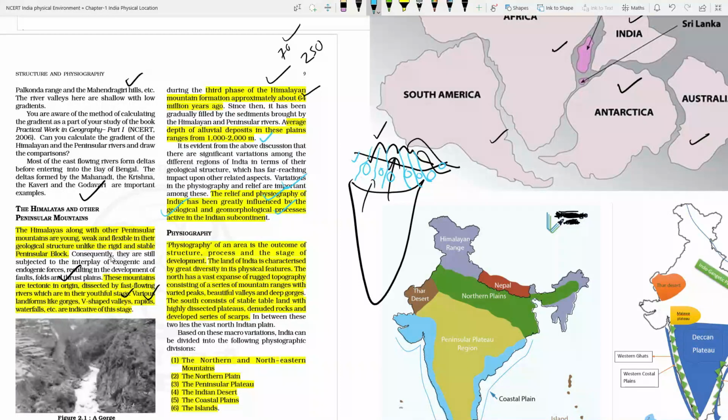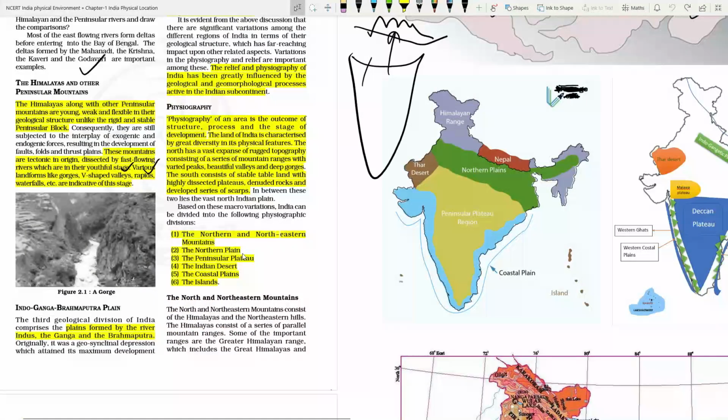Geological process because of the endogenic and exogenic forces we are saying. Fine. So the rough idea you are having ki what are the things which are there in India's territory, and those things we will be seeing in detail. Like if physiography, we will try to understand ki what is the physiography of India. So you will have to understand the term physiography. It is an area which is an outcome of the structure, process and stage.